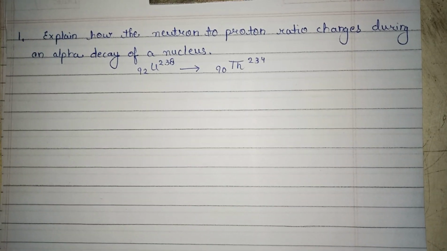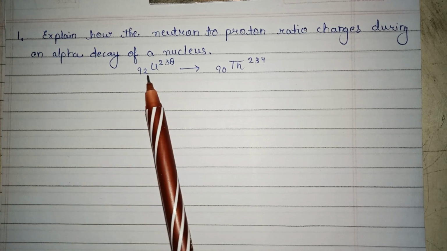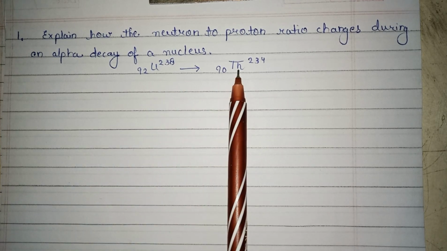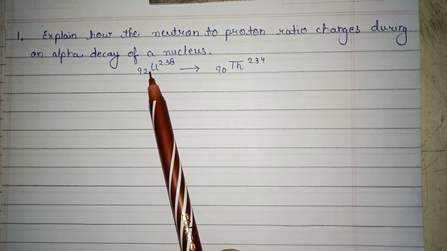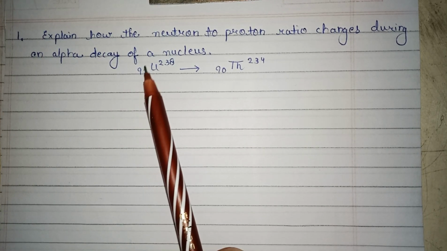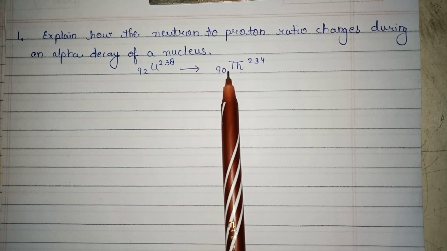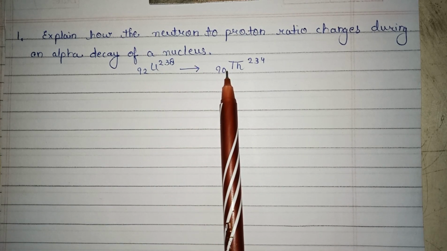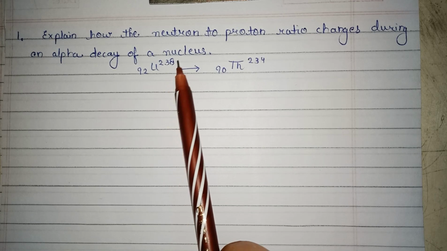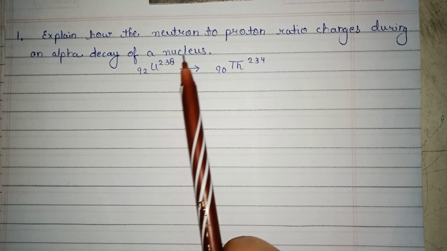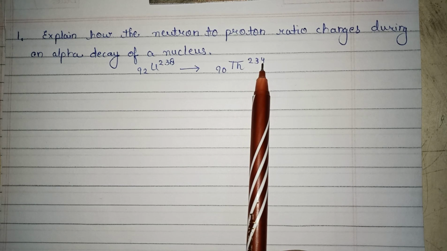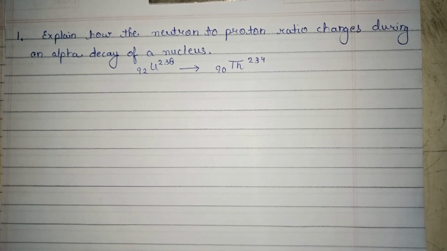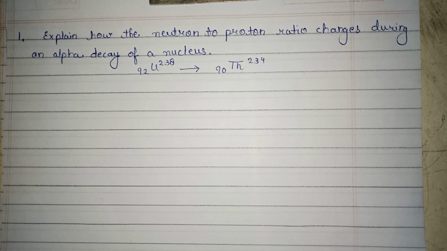Explaining this question, I have taken the example where uranium is converting into thorium after an alpha decay. So here the atomic number of uranium is 92. After alpha decay, its atomic number will decrease by 2, that is, it will become 90. And its atomic mass is 238, so it will decrease by 4 and convert into 234 after an alpha decay. So now checking the neutron to proton ratio before and after an alpha decay.